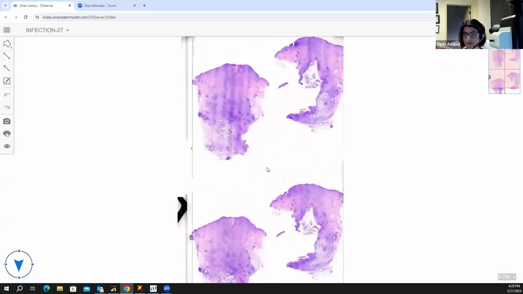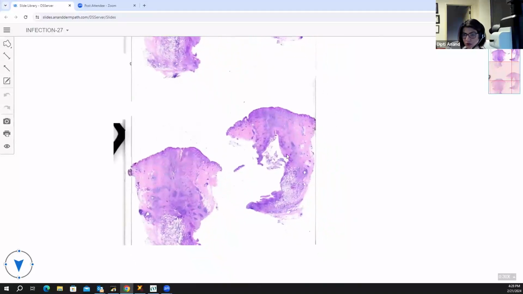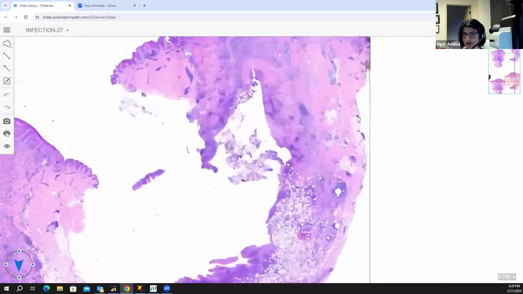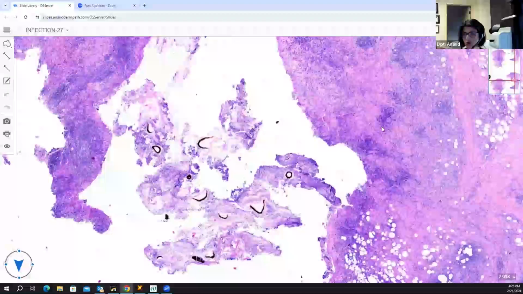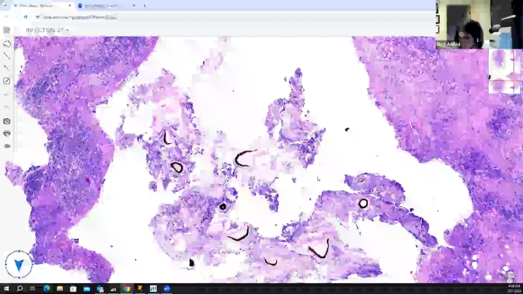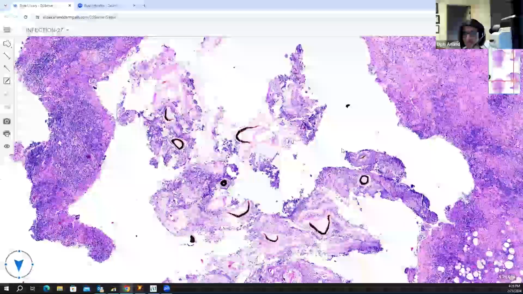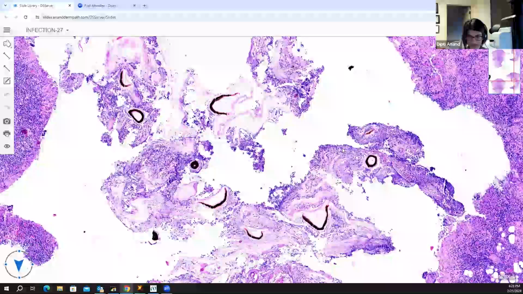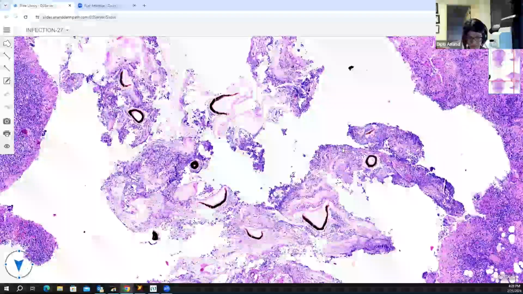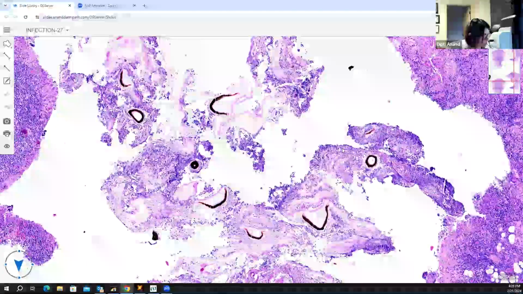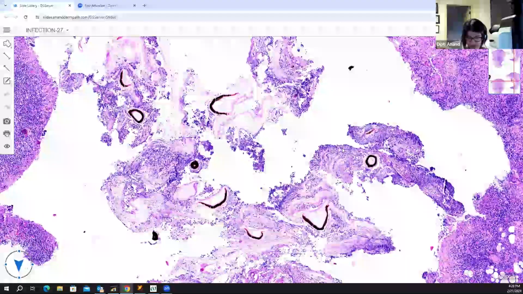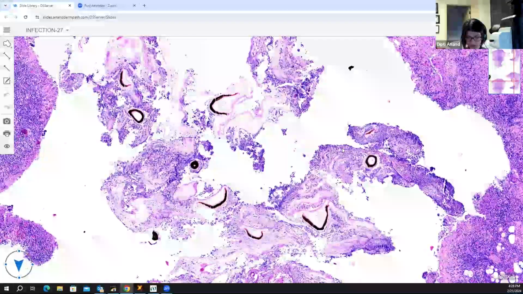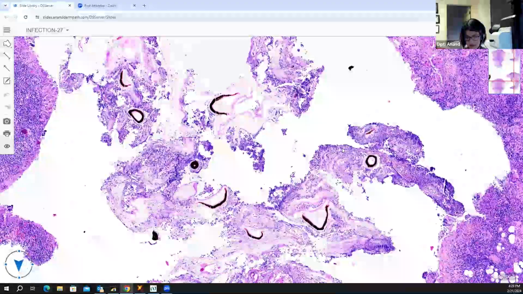This one is an example of, you can see that there is a large burrow that has been dug into the skin. And within this burrow, you can see all these larvae and maggots living. So this is cutaneous myiasis. You can see all these larvae and maggots living in the burrow inside the skin. That's cutaneous myiasis.